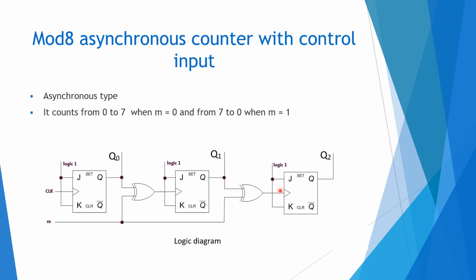Again here, Q1 is connected to the clock of Q2, the clock of the third flip flop. So when M is equal to 1, the output of the XOR gate will be Q bar, and the clock input will be Q bar. Again here also, Q1 bar will be given to the clock input. So it will be counting down. If Q is given to the clock input, it will be counting up. So that's the logic behind it.